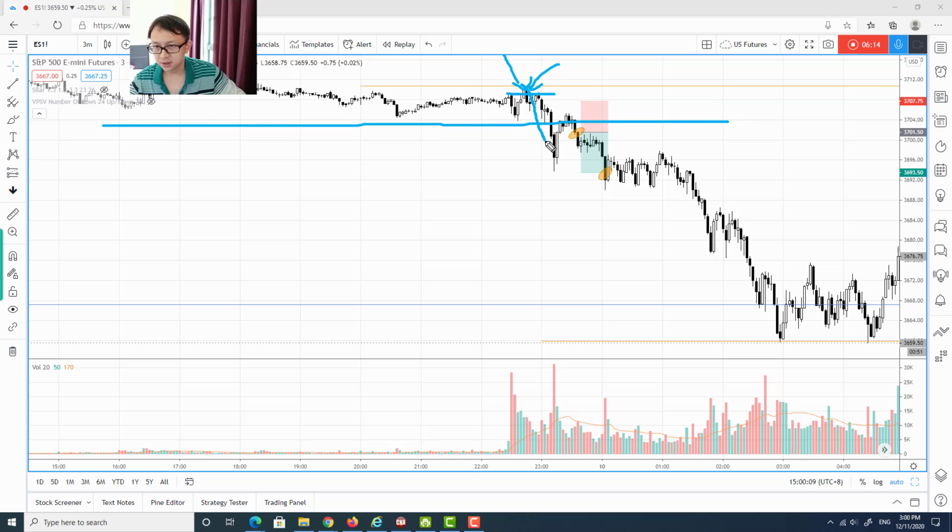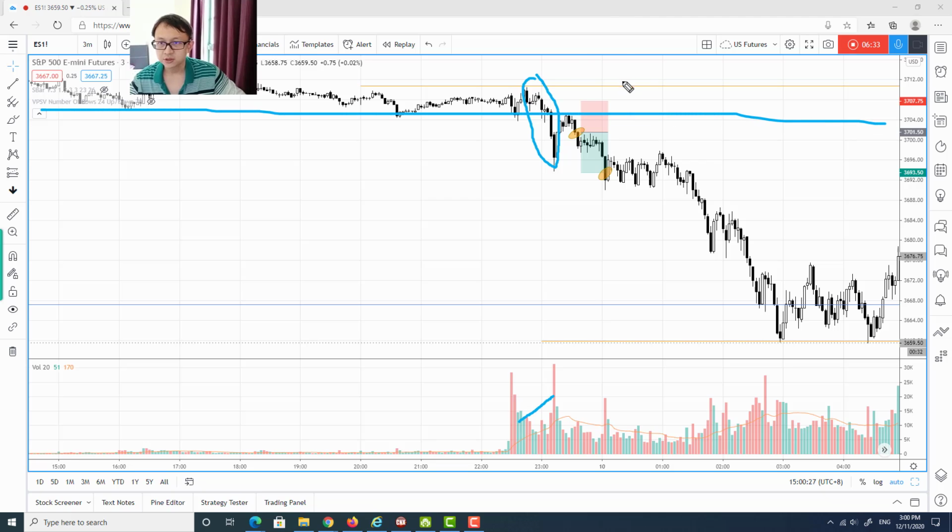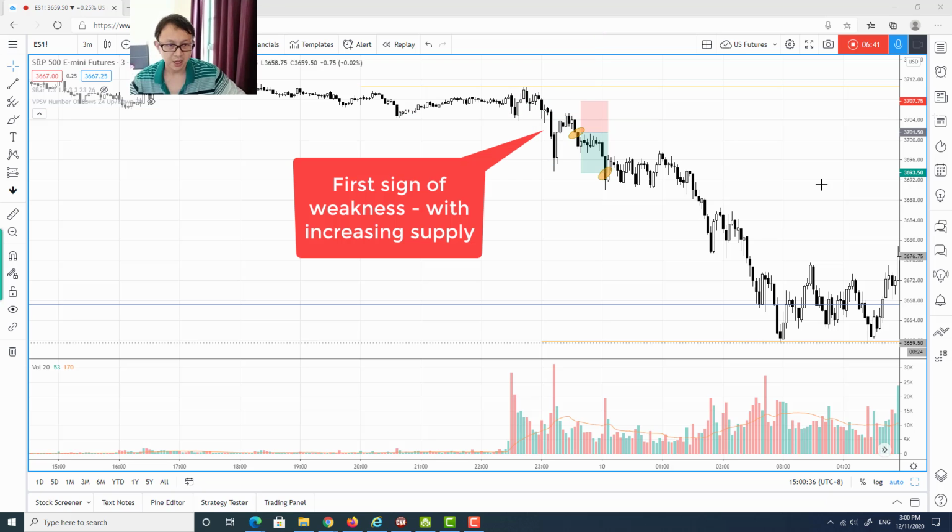So this downswing actually broke down the immediate support level at 3700, although it is not a relatively sharp reaction. We see that supply is increasing, and that actually broke below the support level. So this is the first red flag. The market is turning bearish. So in order to confirm the bearish bias, I don't really want to chase this breakout.